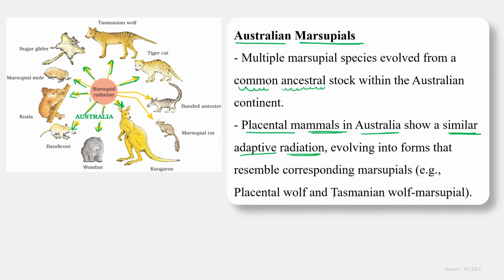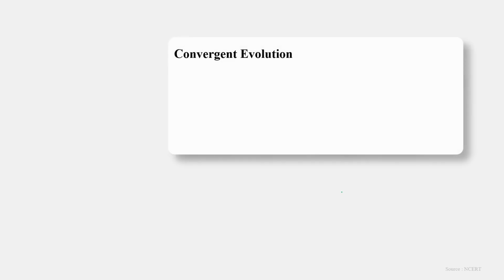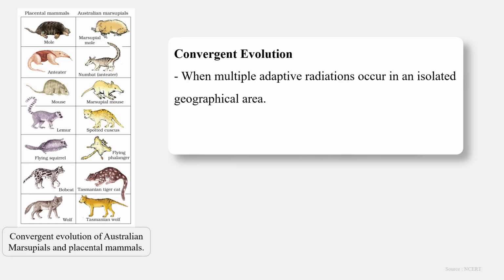Example, placental wolf and Tasmanian wolf. You can compare Australian marsupials and placentals. They all look alike, but they have originated from different ancestors. This mouse and marsupial mouse look alike. Lemur and spotted cuscus, flying squirrel and flying phalangers, wolf and Tasmanian wolf. So this is known as convergent evolution of Australian marsupials and placental mammals.